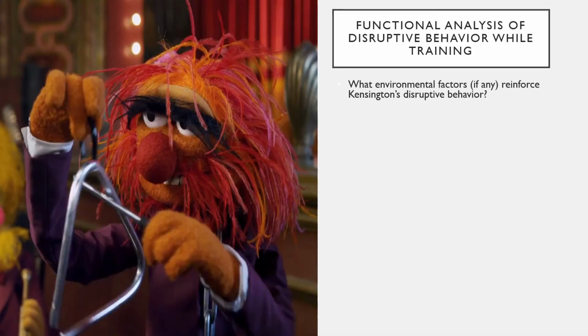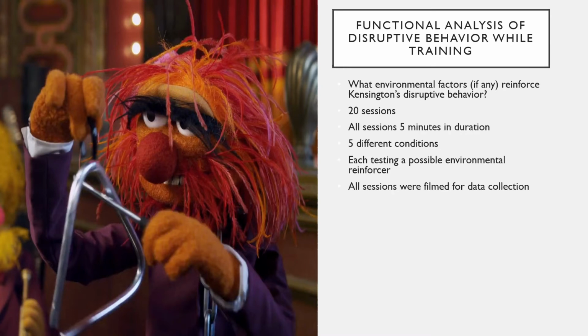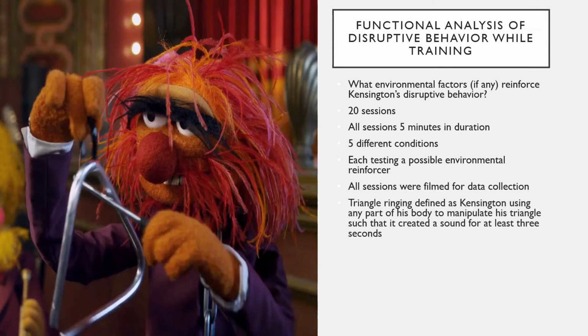Now let's look at what environmental factors, if any, reinforce Kensington's disruptive behavior. In our analysis, we ran 20 sessions that were 5 minutes in duration. We looked at 5 conditions that assessed a different environmental factor, and we filmed all of our sessions for data collection. We defined triangle ringing as Kensington using any part of his body to manipulate his triangle such that it created a sound for at least 3 seconds.